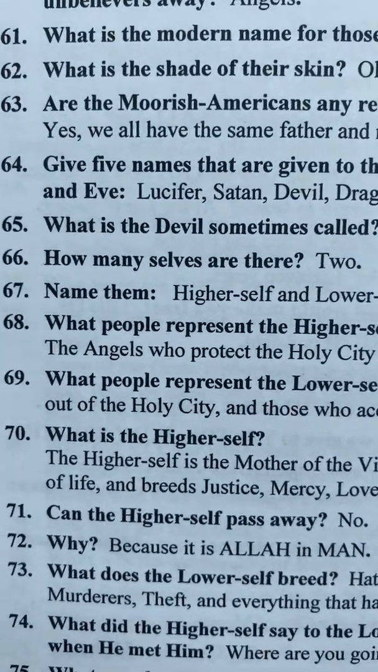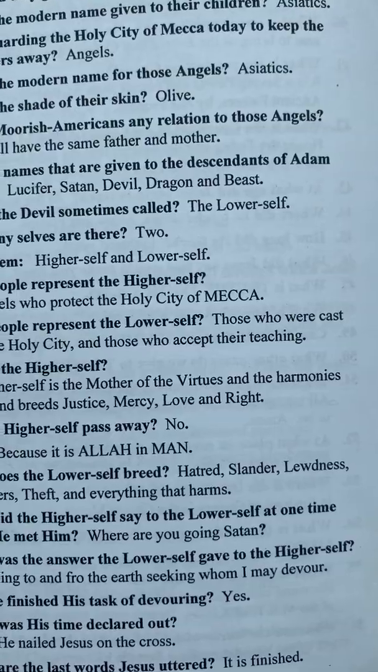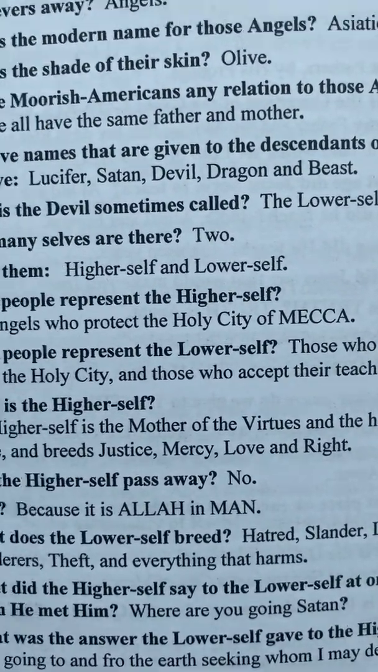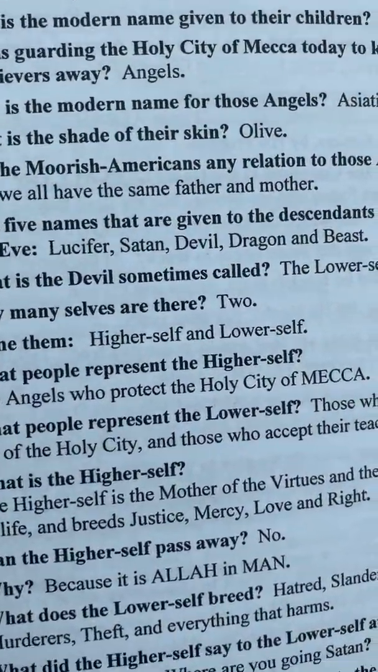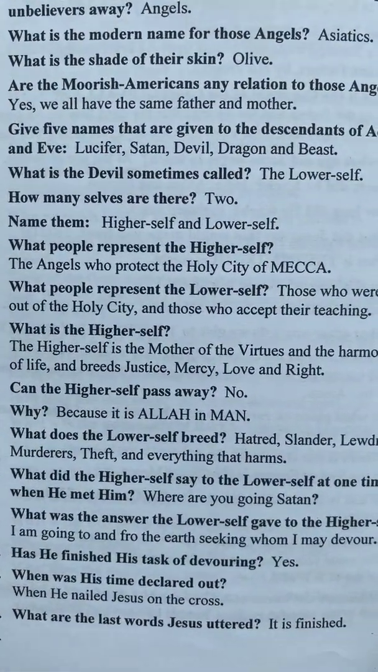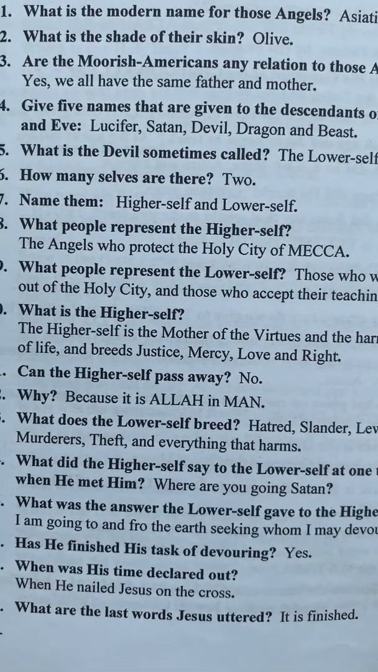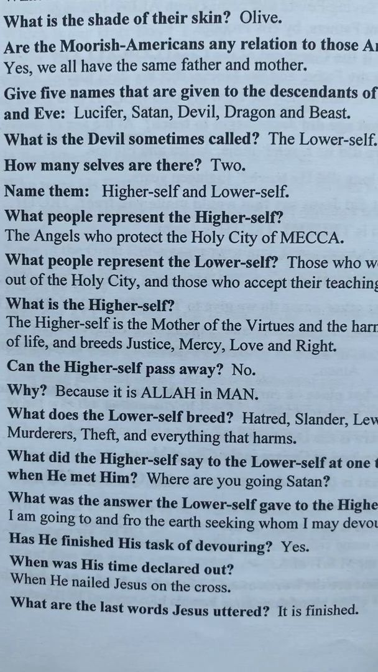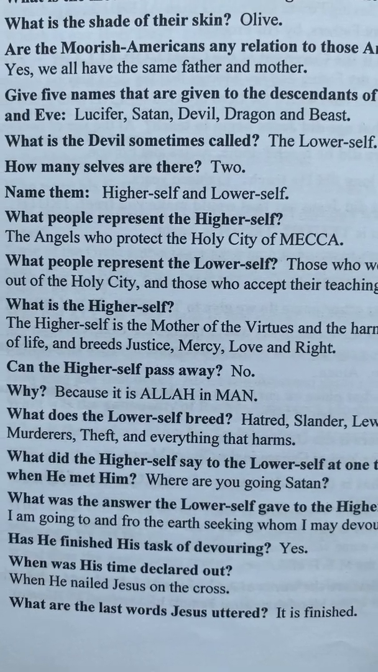Let's keep reading. 64. Give 5 names that are given to the descendants of Adam and Eve: Lucifer, Satan, devil, dragon, beast. Now watch the 5 names, right? That also can get rectified if you understand what the 5 titles are. That also can get rectified if you understand what the 5 points of light is. And they have nothing to do with this. This is all lower self stuff. Lucifer, Satan, lower self.